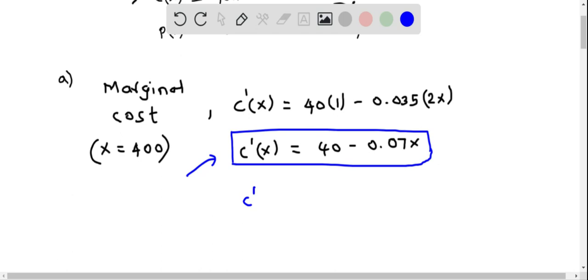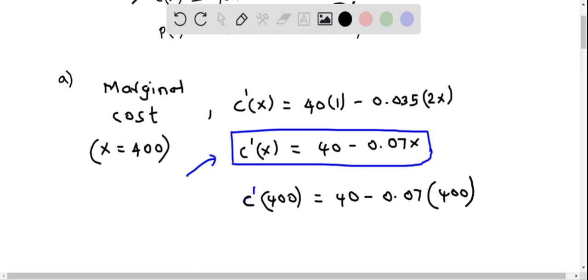Therefore C prime of 400 equals 40 minus 0.07 times 400, and 0.07 times 400 is 28. So 40 minus 28 is 12. Since it is a cost, we put this in units: the marginal cost is $12. And this answers part A.